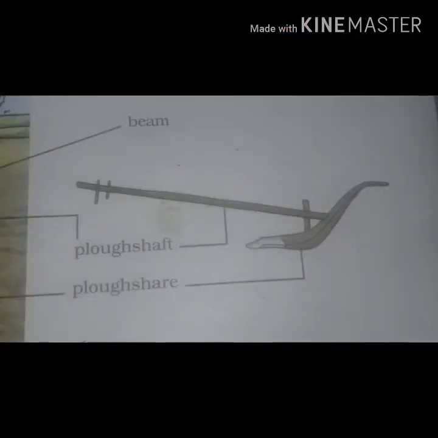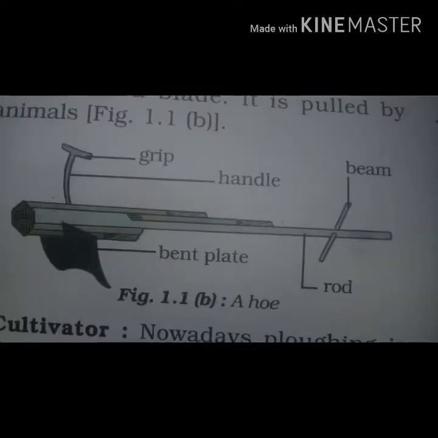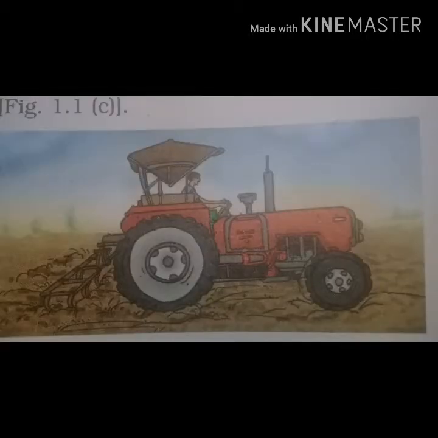Agriculture implements of preparation of soil. Plough is being used since ancient times for tilling the soil, adding fertilizer to the crop, removing the weeds and turning the soil. Hoe. It is a simple tool which is used for removing weeds and for loosening the soil. It has a long rod of wood or iron, a strong blade, and a bent plate of iron is fixed. Cultivator. Nowadays, plowing is done by tractor-driven cultivator. The use of cultivator saves labor and time.